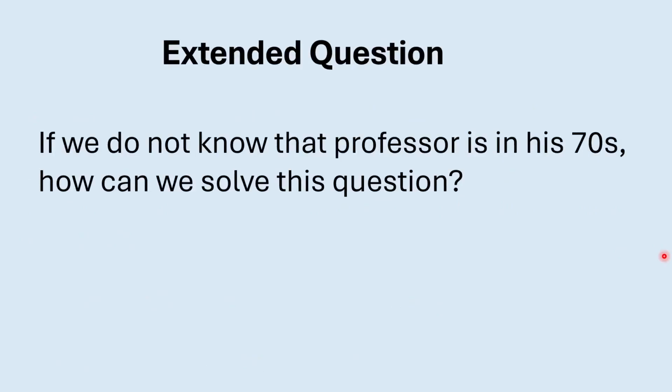However, I do have an extended question to ask. For example, if we do not know that the professor is in his 70s, there are many possibilities. So how can we solve this question? You will find that by using trial and error, it will be much harder. Let's just try to use the standard algebra method and see how easy it will be. So you can pause this video here again and spend some time, and we come back for the answer.